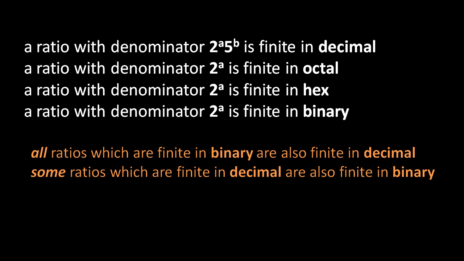The interesting conclusions we should draw from these formulas are these. First, all ratios which are finite in binary are also finite in decimal. But only some ratios which are finite in decimal are also finite in binary.